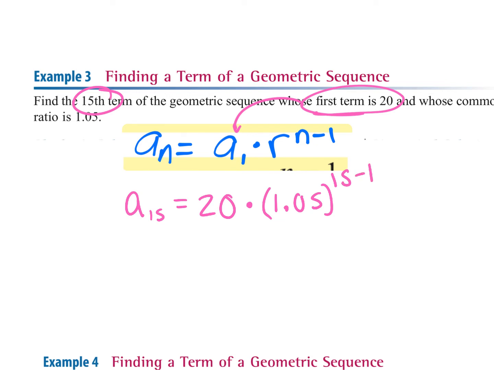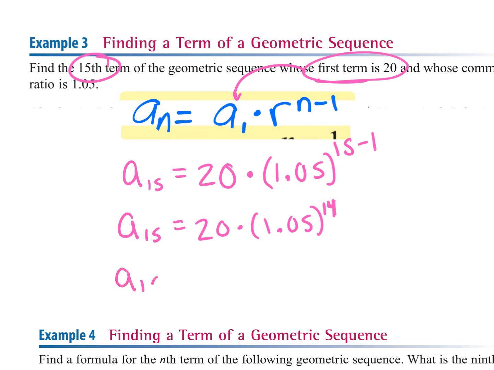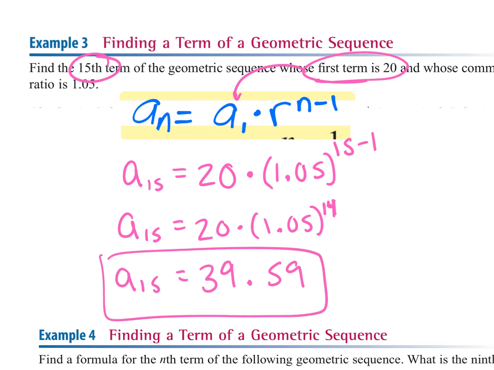So then we put this in the calculator. Be careful when putting it in the calculator. You have to follow your order of operations. So 15 minus 1 would be 14. So I would put 1.05 to the power of 14 in the calculator first, and then multiply that times 20. What do we get? 39.59. Or 39.6.